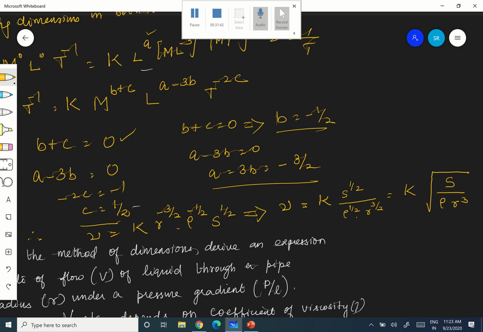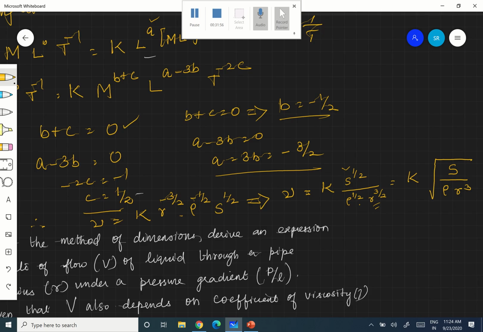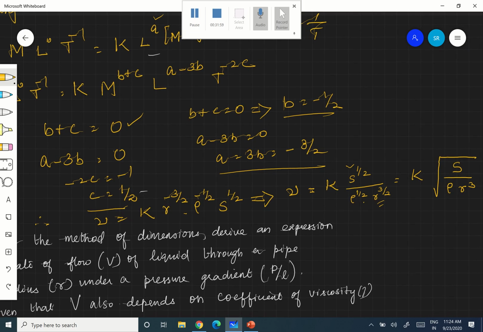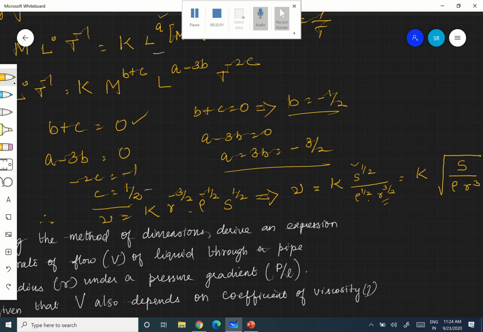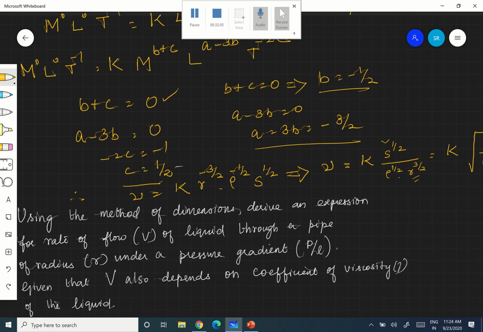Power half is coming under root, therefore root of s divided by rho r cube. This is r cube. Therefore this is the required expression. Okay, therefore nu is equal to k into, k value is not given, don't bother, nu is equal to k into root of s by rho r cube.